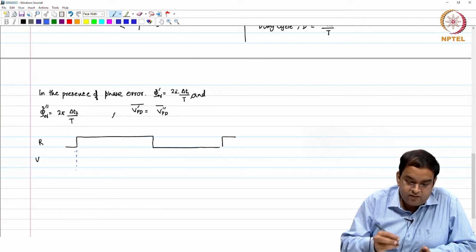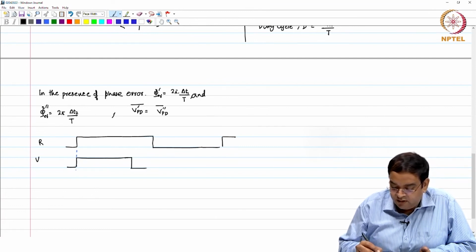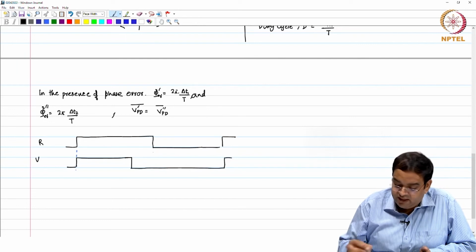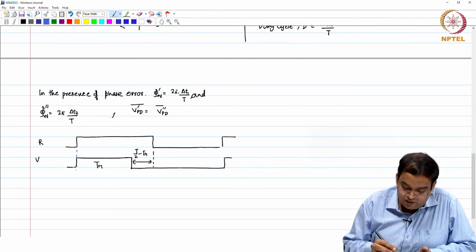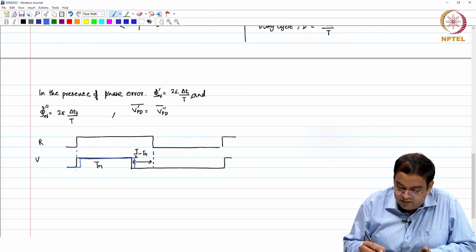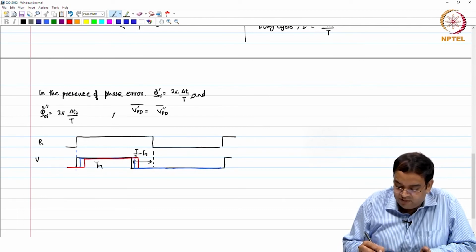So, I will plot multiple. If you have something like this, okay, this is your T_H, this is the total, you can say T by 2 minus T_H. Whether you have V as this or you just shift the clock and have some phase error like this, or you have another one where you shift the clock, you have more phase error, it becomes like this.